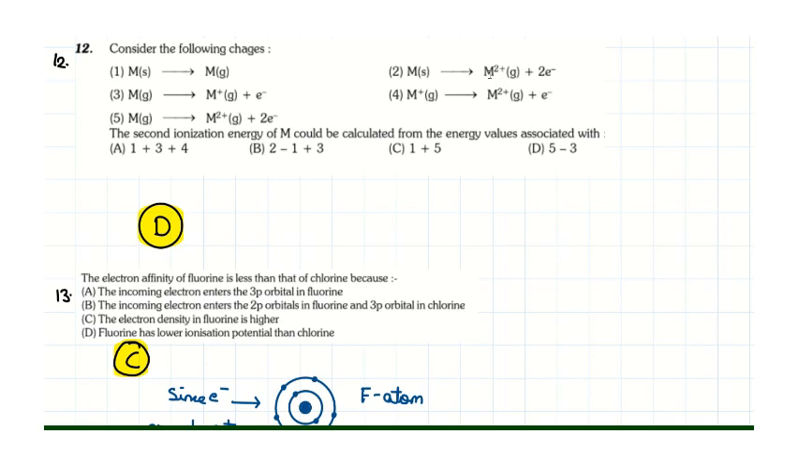In option 3 we have the first ionization energy, whereas in option 5 we have the first ionization energy plus the second ionization energy. Now when we subtract the energy in 3 from the energy in 5, we get the second ionization energy, and thus option D is correct.